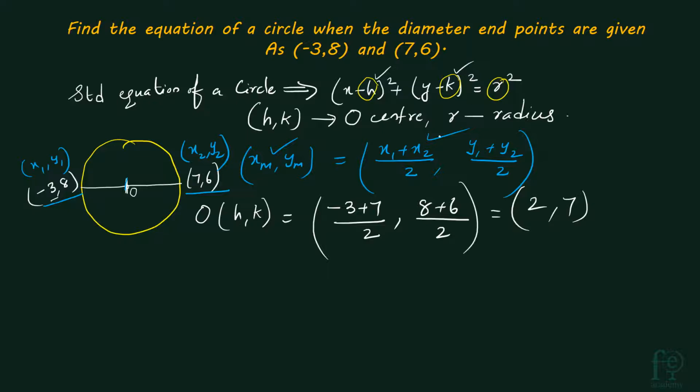Now we have to find r, the radius of the circle. How do we go about finding the radius? The radius of the circle will be this distance r. So r will be the distance between O and one of the end points of the diameter. We have one end point, -3, 8, and O is 2, 7. So we have to find the distance between these two points, 2, 7 and -3, 8, in order to determine the radius of the circle.